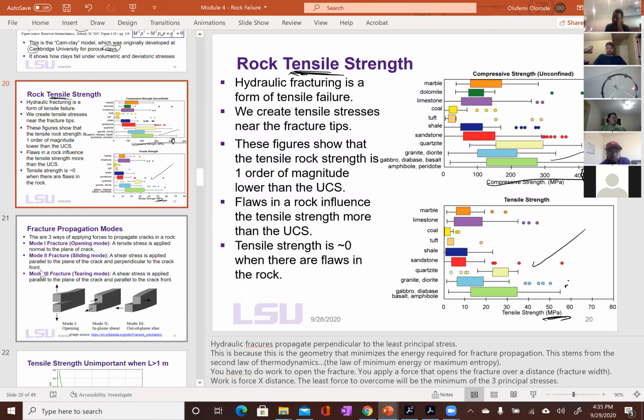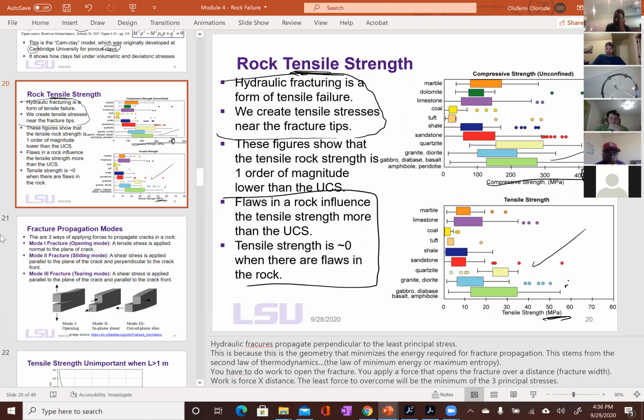And on the next slide, I'm going to talk about hydraulic fracturing, which is on tensile failure, because it's like you're pulling the rock apart to create your fracture. So that force is tensile. It's tensile on the fracture surface, it's tensile on the fracture tips, and stresses concentrate on the fracture tips. I mentioned here that flaws, like those pre-existing cracks, they tend to influence the tensile strength to a much higher degree than they do influence the compressive strength of the rock. And actually, when you have planes of weakness in your rock, tensile strength becomes negligible, practically zero.